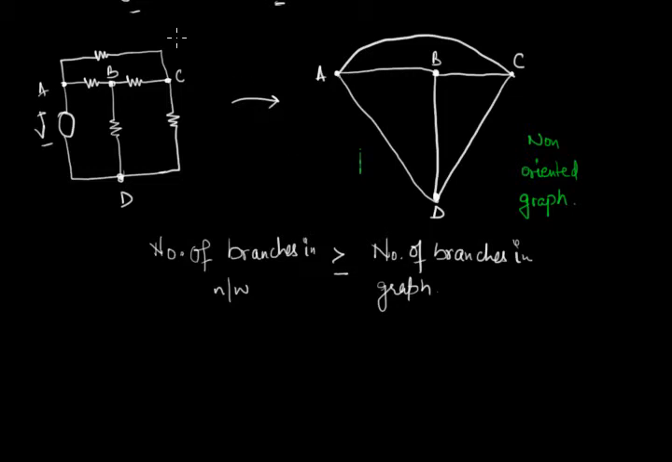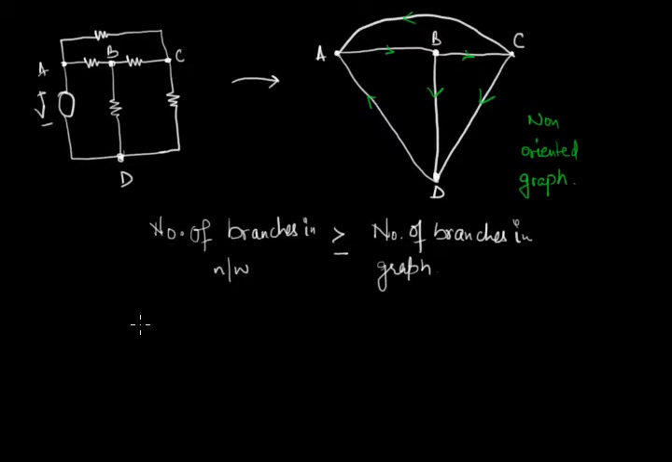Let's say I mention the direction of current flow like this. I've just assumed the current flow to be like this. Now with this current flow direction we will draw the graph. Now the graph has become an oriented graph, because we have mentioned the direction of current flow.